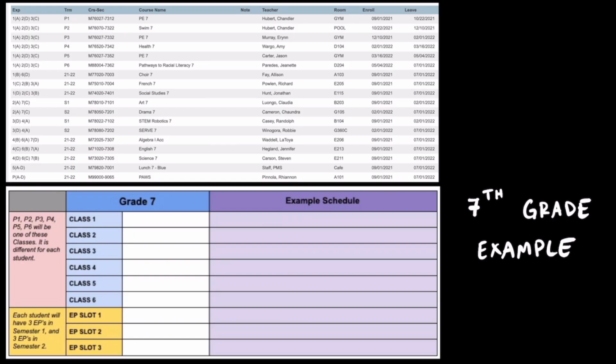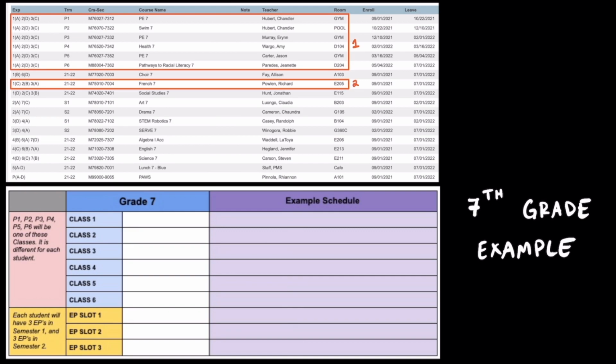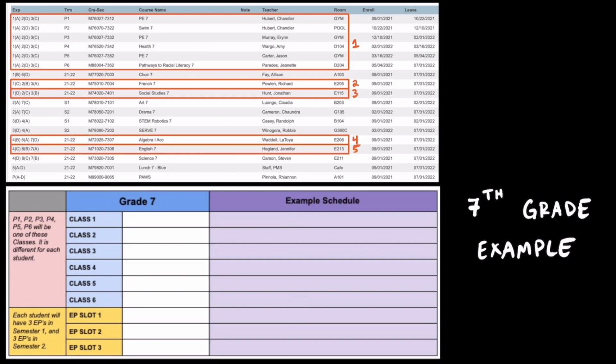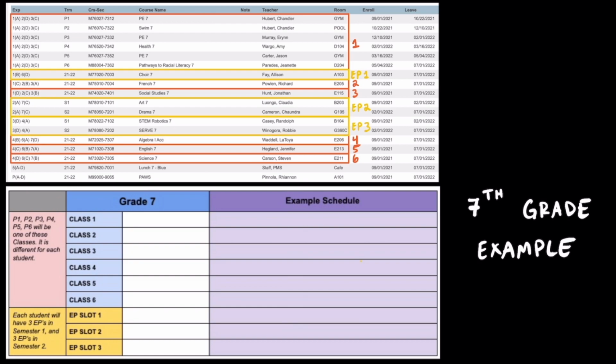Now let's go through an example with a 7th grade schedule. Group all the P1 to P6 classes as Class 1, French will be Class 2, Social Studies will be Class 3, Algebra 1 Class 4, English Class 5, and Science Class 6. Choir will take our EP slot 1, Art and Drama will trade off and be EP slot 2, and STEM Robotics and Serve will trade off to be EP slot 3. Once you've labeled these 9 classes, go ahead and fill out this table below.